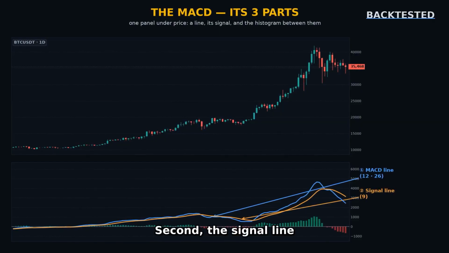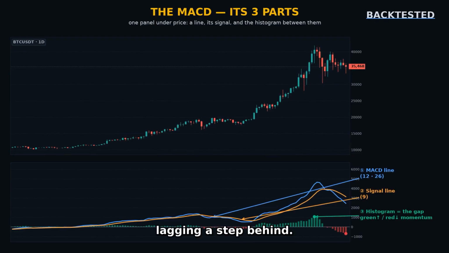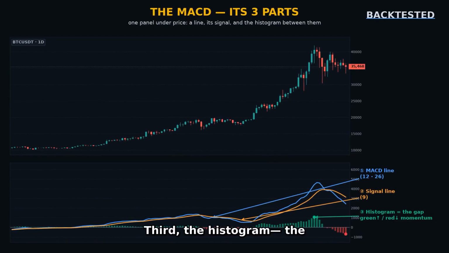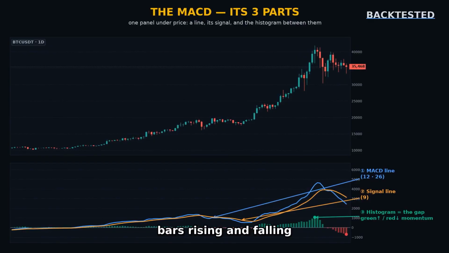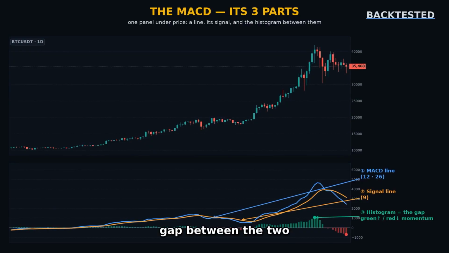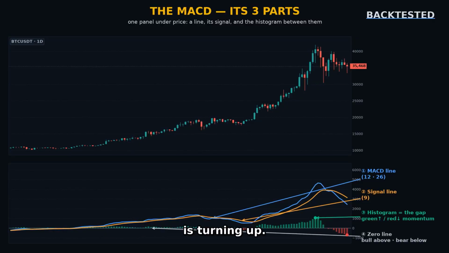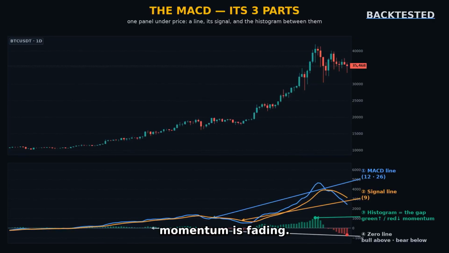Second, the signal line, a smoothed 9-period version of the MACD line, its slower shadow, always lagging a step behind. Third, the histogram, the bars rising and falling around the center. Those bars measure the gap between the two lines. When the bars flip from red to green and start growing, momentum is turning up. When they shrink and flip back to red, momentum is fading.